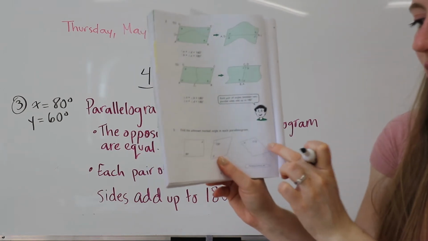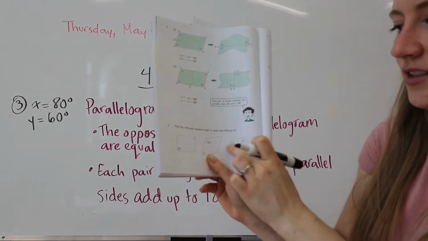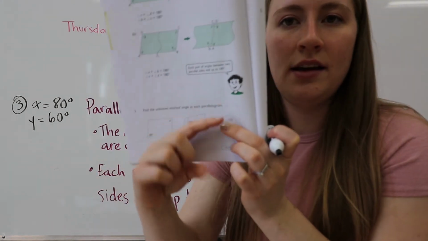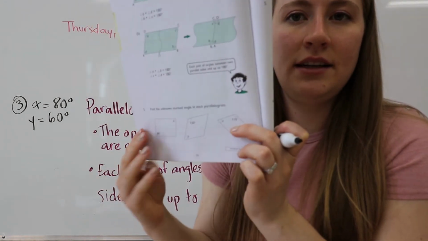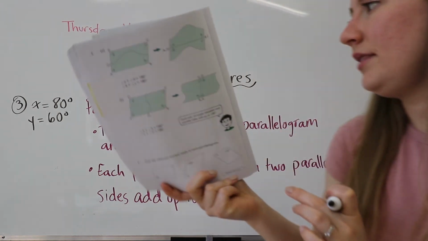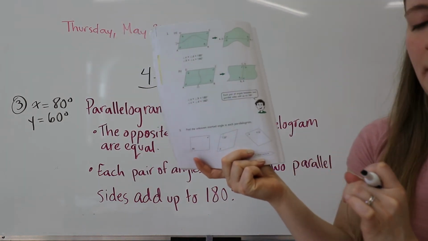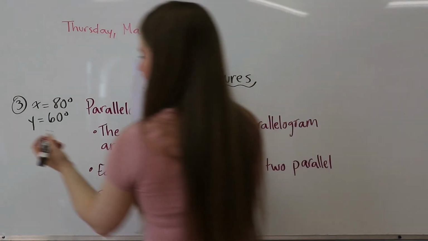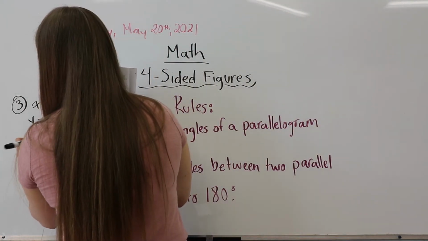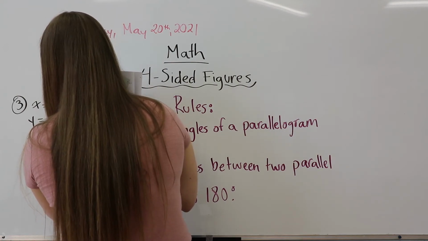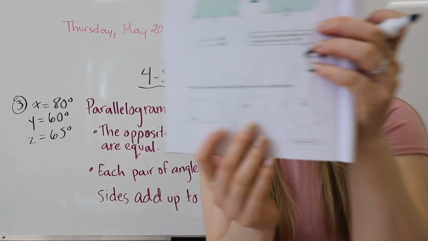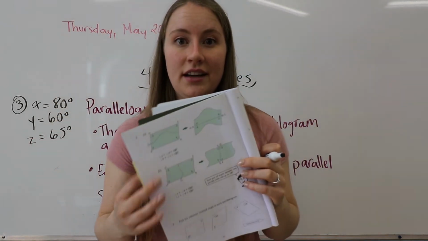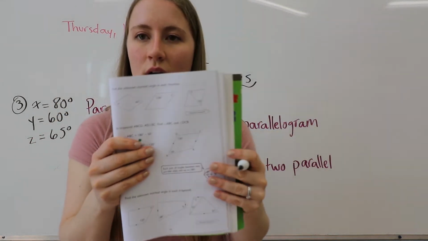We're going to do the same with Z, because these angles are right next to each other too, which means that they form a pair of angles between these parallel lines. So we'll do 180 minus 115, which is going to give us 65 degrees. So that's us applying our rules to find the unknown angles. Now let's look at question number 4 together.